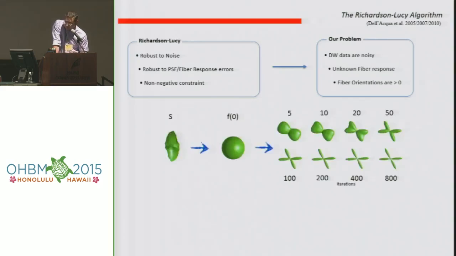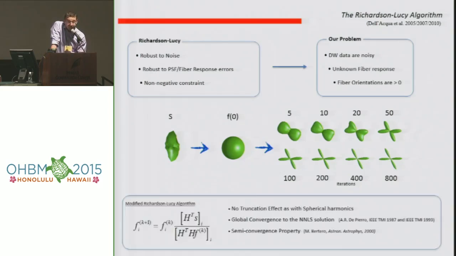Through iteration, we start from an initial condition where all the directions are equally probable, and then we improve the estimate, and you can see that after a few iterations we converge to a nice solution. What is nice about this algorithm is that, first of all, it's not using spherical harmonics, so we don't have any truncation artifact or Gibbs ringing problem due to the convolution process. It also has global convergence, and because of the semi-convergent property, we can use the iteration as a nice and flexible regularization algorithm.